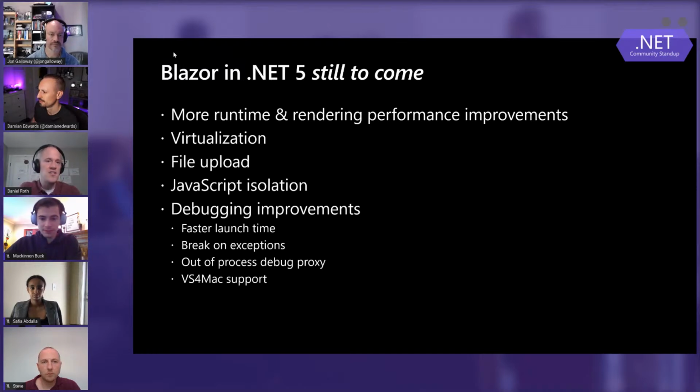Today, the debug proxy typically either runs in the Blazor dev server or it runs in your app, like in your ASP.NET Core application as a piece of middleware. We're looking at taking that out of process so that we can support debugging into remote environments like Codespaces, Docker, or WSL type environments. So that's something we're laying the groundwork for in .NET 5 as well.